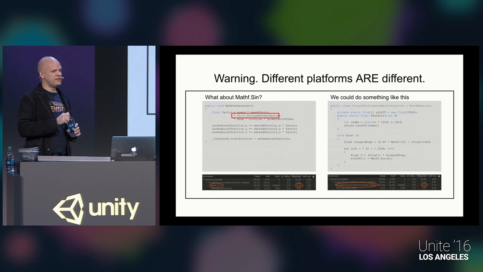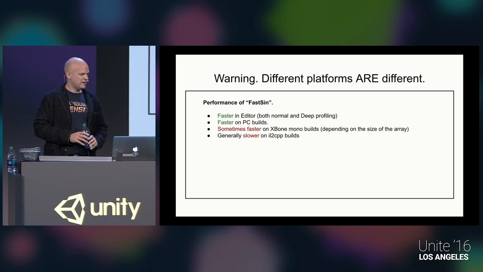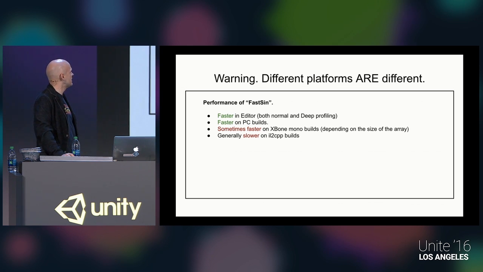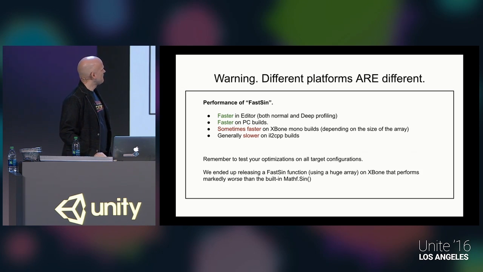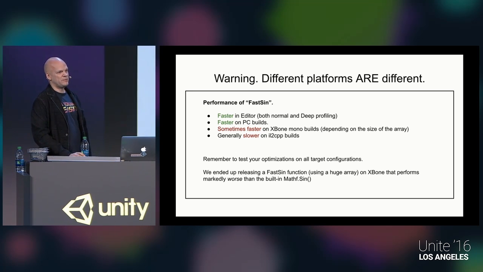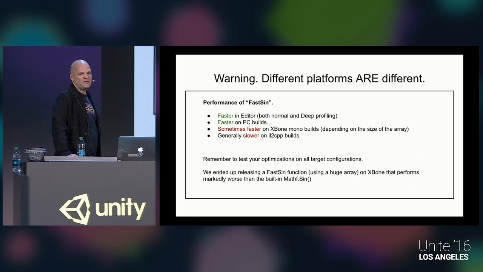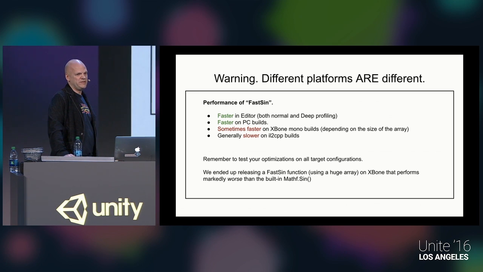And it looked really, really good. Actually, it performed a lot better in editor mode, and also on PC builds. Unfortunately, it didn't perform better on the Xbox One. And we didn't really test it because it looked so good in our PC builds, and that's where we did most of our testing because of the quick turnaround times. So in the end, we actually ended up shipping Inside with a much slower sine function than the built-in one on the Xbox, which was pretty stupid. So the takeaway from that is remember to test your optimizations on the platforms you're actually releasing them for.